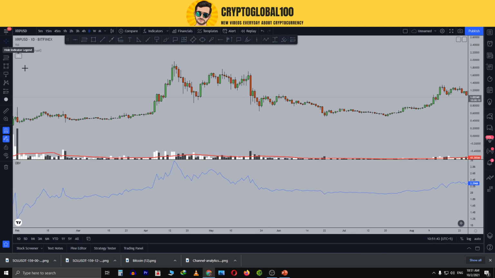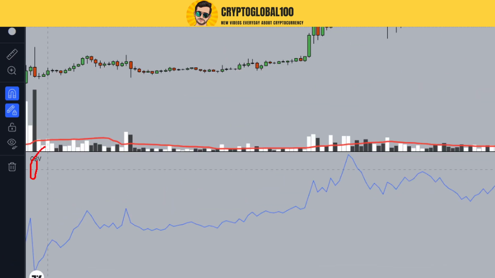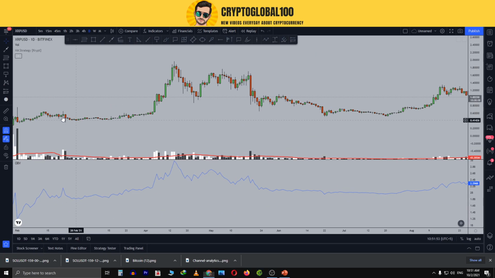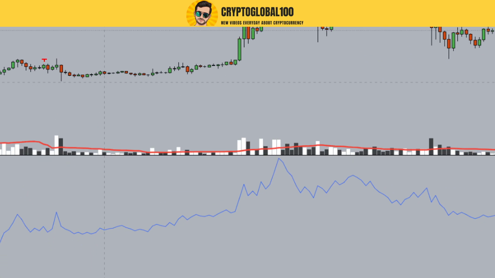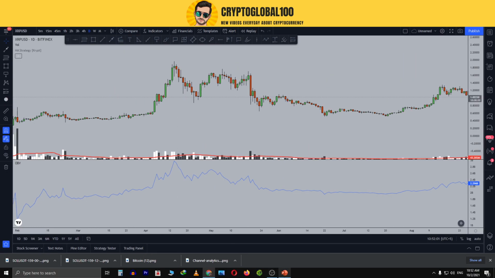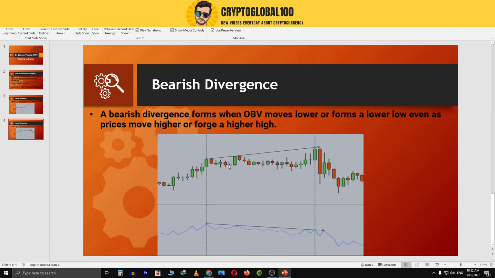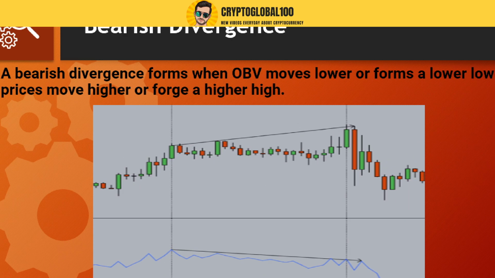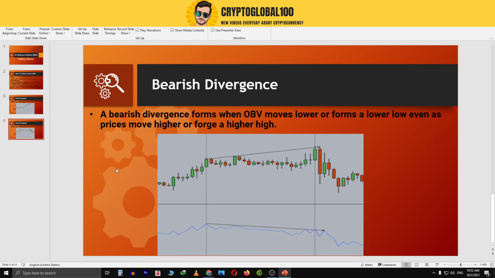Let me turn on the volume here as well. Now guys, if I show you the volume here, you are going to see the OBV here. This is the example I was looking at, XRP. Here we see similar types of candles to what we saw in the bearish divergence, small-size candles.